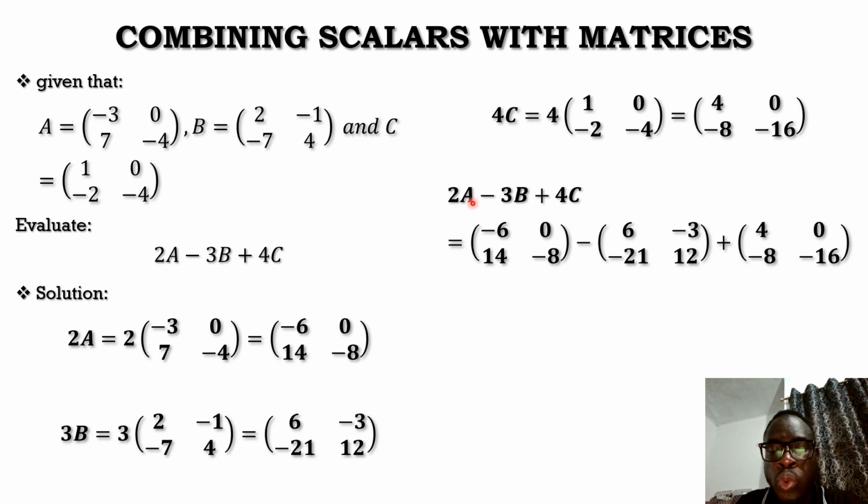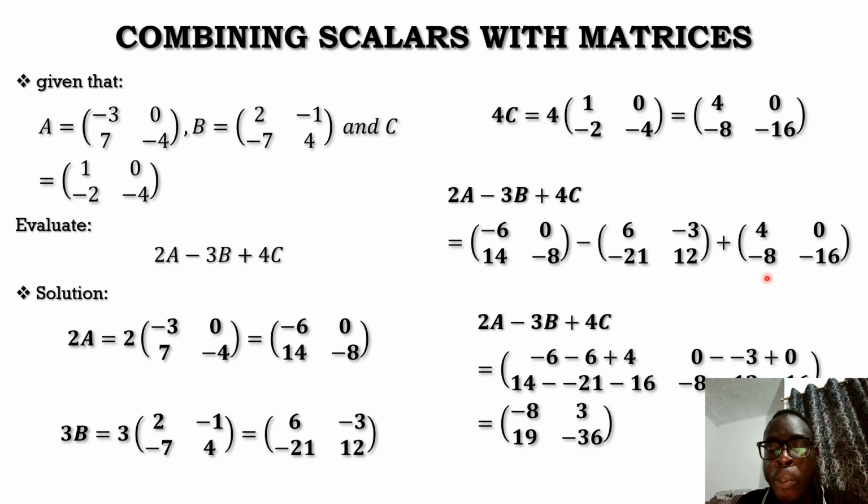Then we have 2A minus 3B plus 4C. We substitute the results of the scalar multiplication of the matrices at their respective positions in the expression given to us to evaluate. So we have the results of 2A substituted here, the results of 3B substituted here, and the results of 4C substituted here. Then we perform our normal operation of addition and subtraction of matrices.